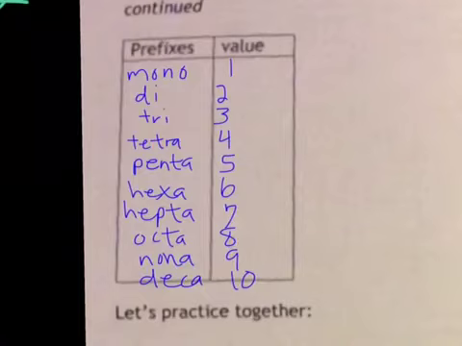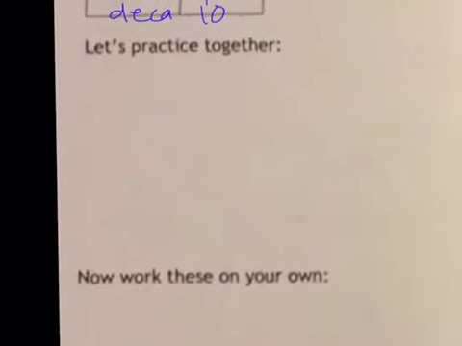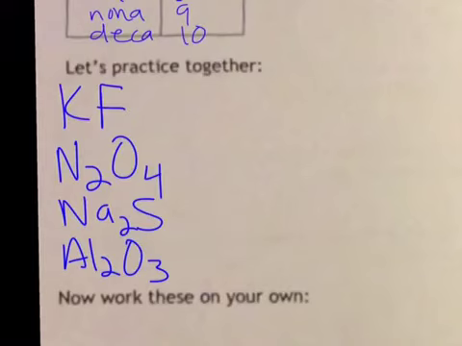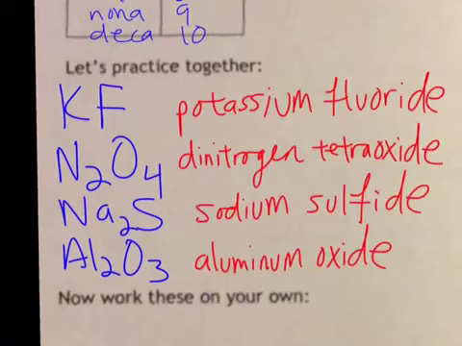Okay? So let's practice together. Let me give you some to do, and then I want you to pause the video and see if you can answer them, and then I'll give you the answers. All right, there are the ones to try. Pause the video right now. Write these down. And here are the answers to check. So in these examples, we only had 1 covalent compound. So we only had 1 that we needed the prefixes with, dinitrogen tetroxide. Everything else we could just say the ion name, potassium fluoride, sodium sulfide, and aluminum oxide.